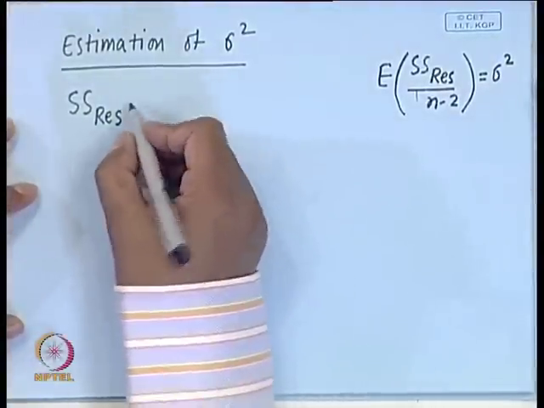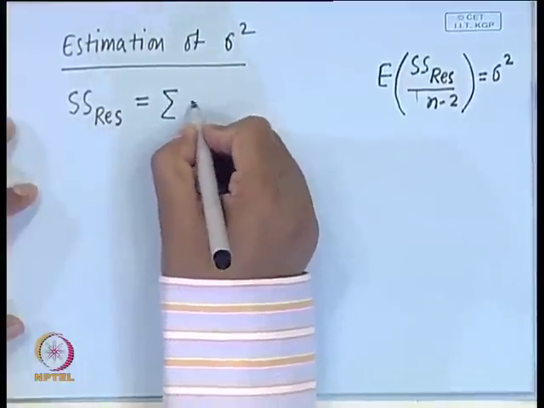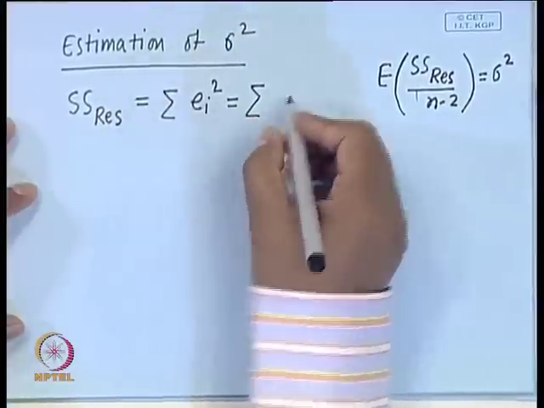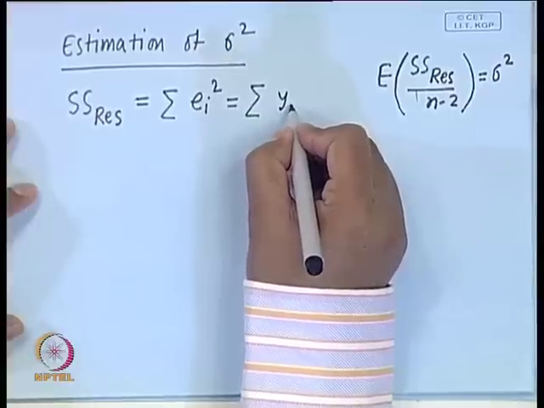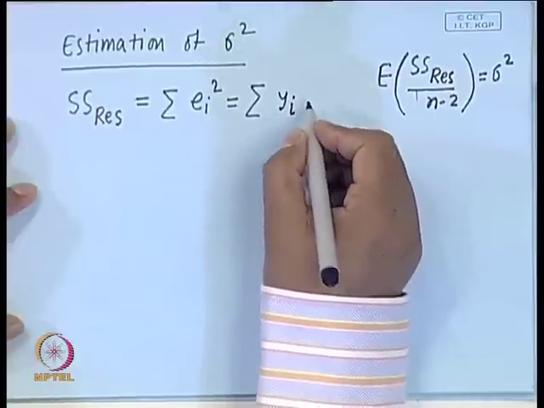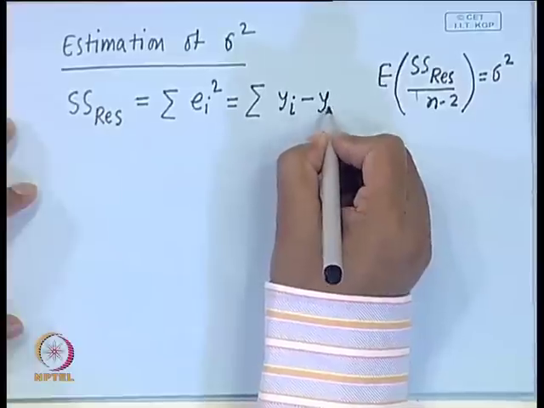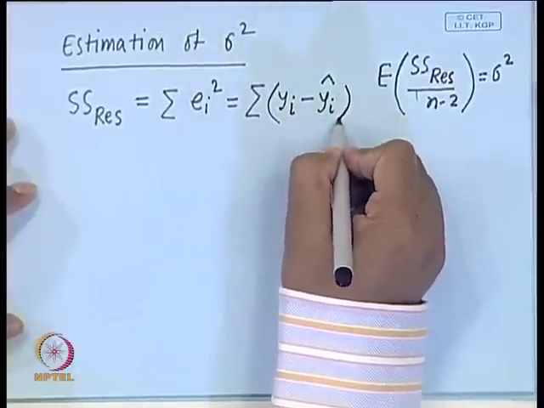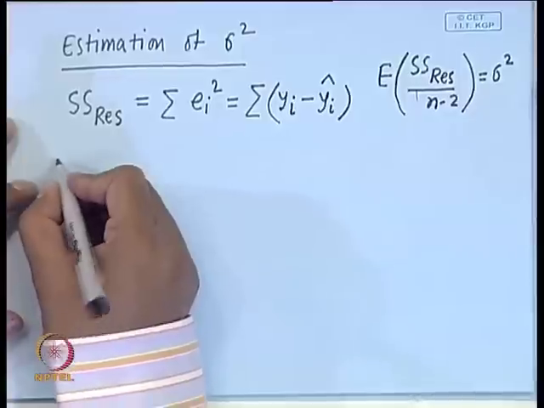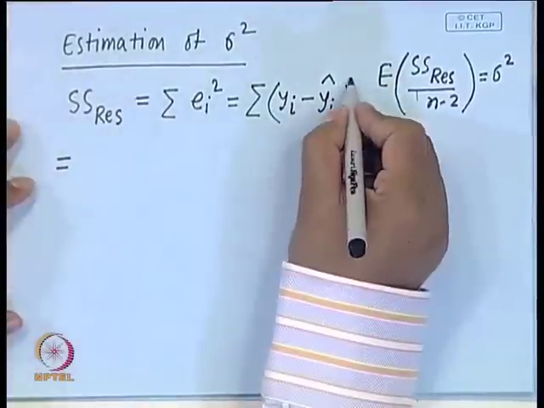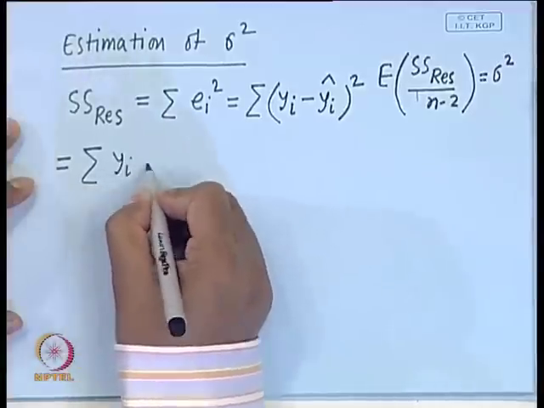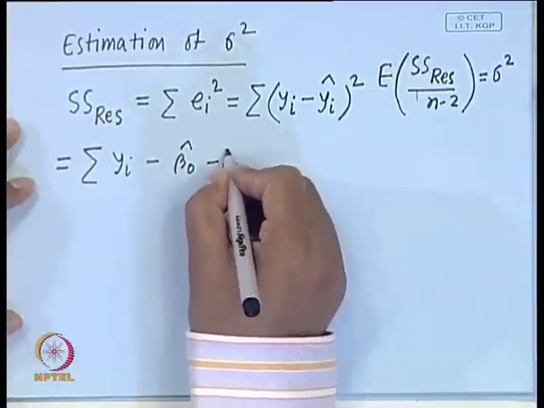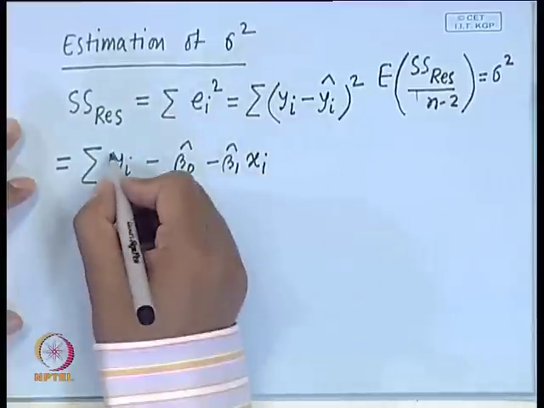SS residual is equal to summation e_i square, that we know, and which is equal to the difference, the ith residual is the difference between the ith observation and the estimated value y_i hat. Okay. Well, so this is equal to summation (y_i minus y_i hat) whole square, where y_i hat is equal to beta naught hat plus beta 1 hat x_i.